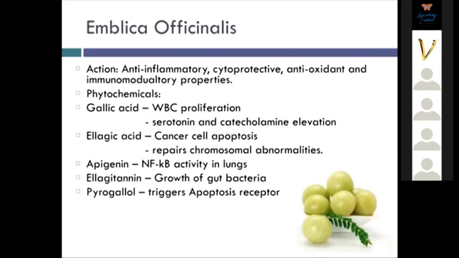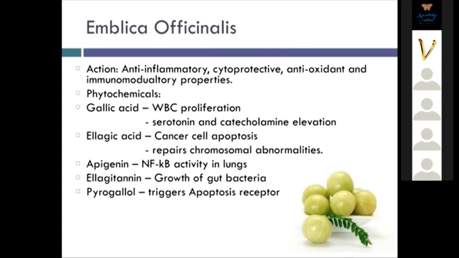Now we are going to see about the Emblica officinalis fruit. Why do we take the fruit? Because it has so many actions. It has anti-inflammatory, cytoprotective, antioxidant, and immunomodulatory properties. We're going to see about the phytochemicals. Here, gallic acid tends to increase serotonin and catecholamines, especially epinephrine and norepinephrine.